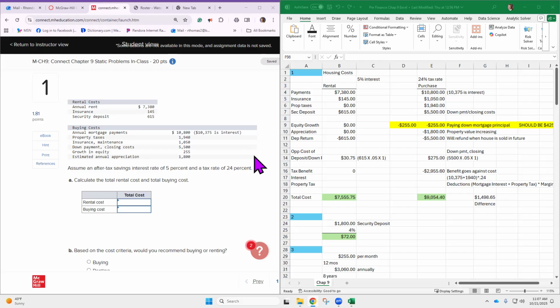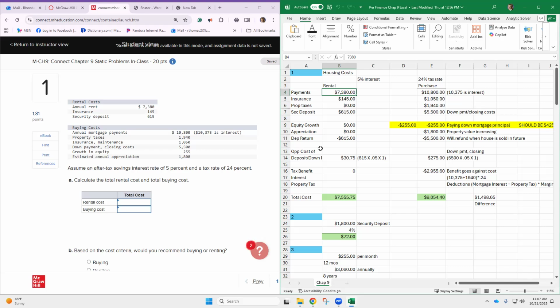$7,380 are the payments of rental for a whole year. 145 is the policy premium for rental insurance. That rental insurance insures your personal stuff usually. And then a security deposit. These kinds of comparisons tend to want to see an opportunity cost when it comes to a deposit or a down payment. So let's just go through the rental part here.